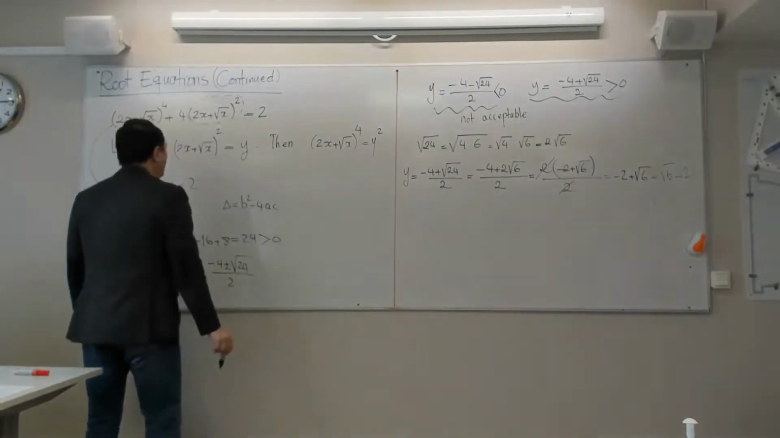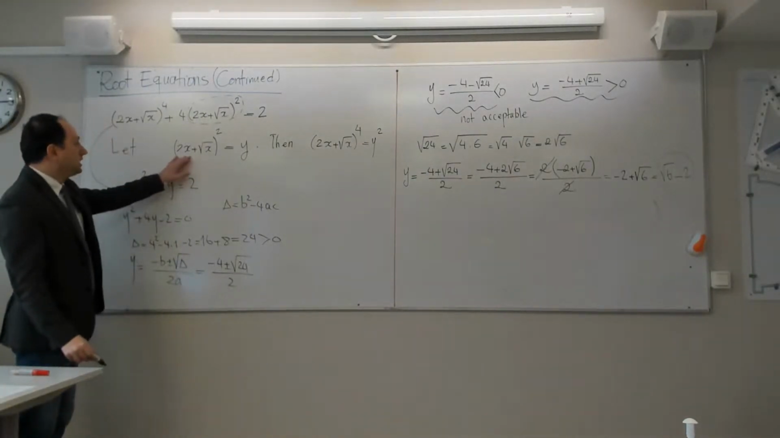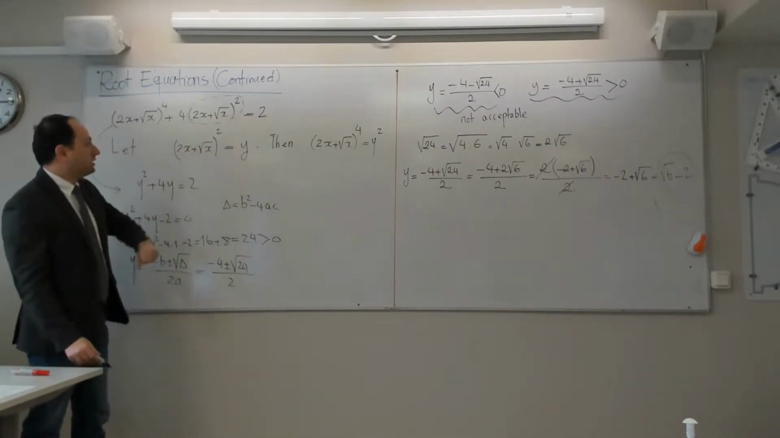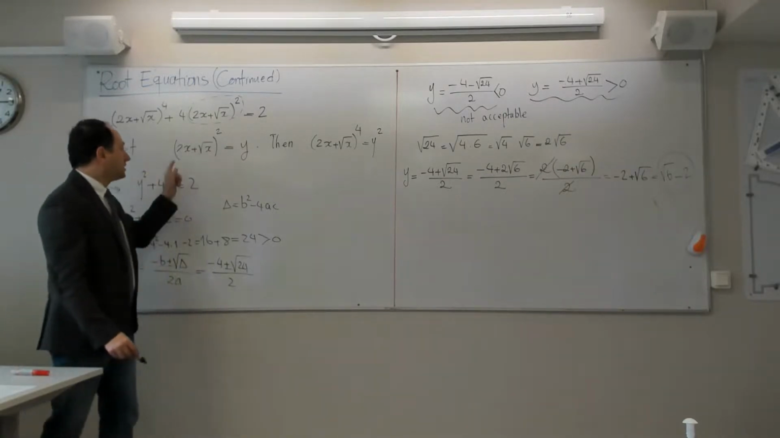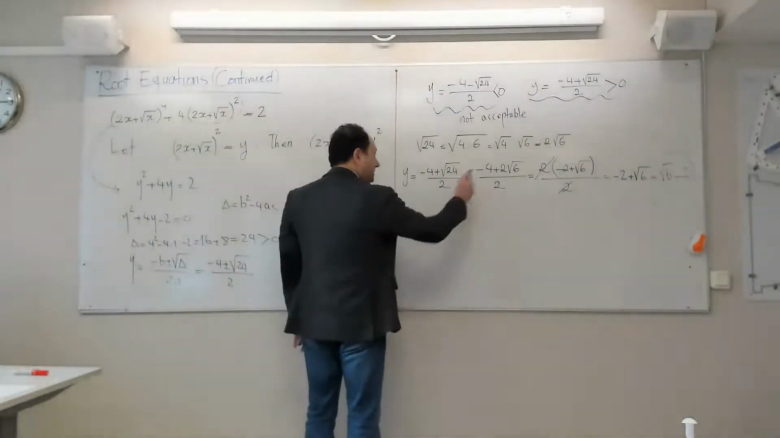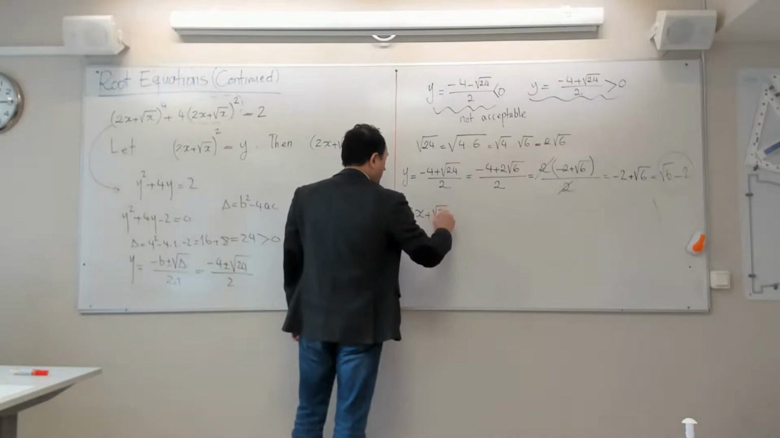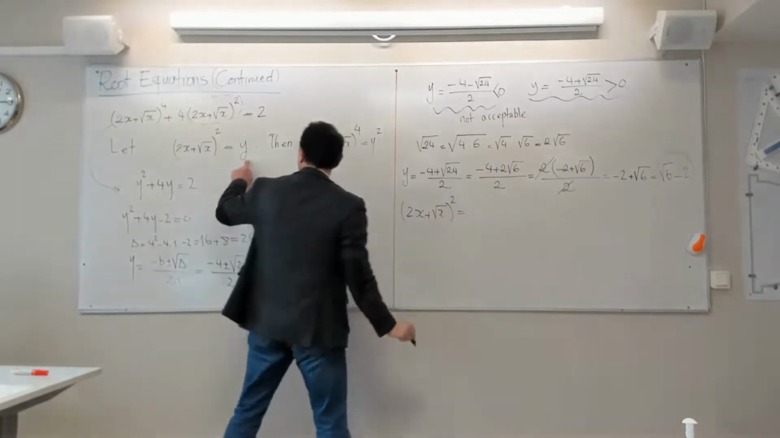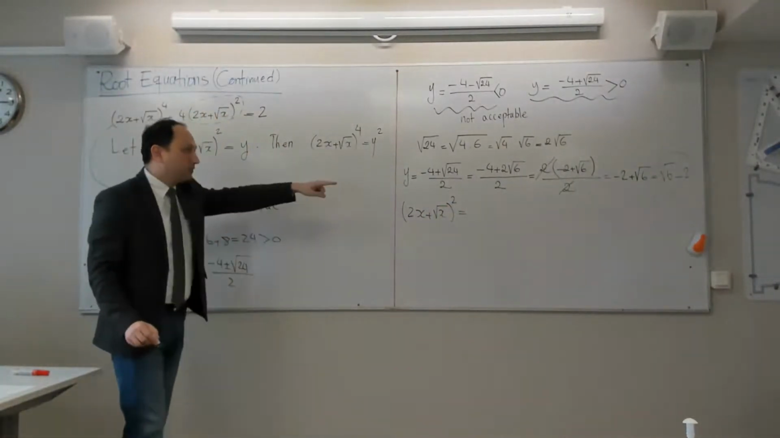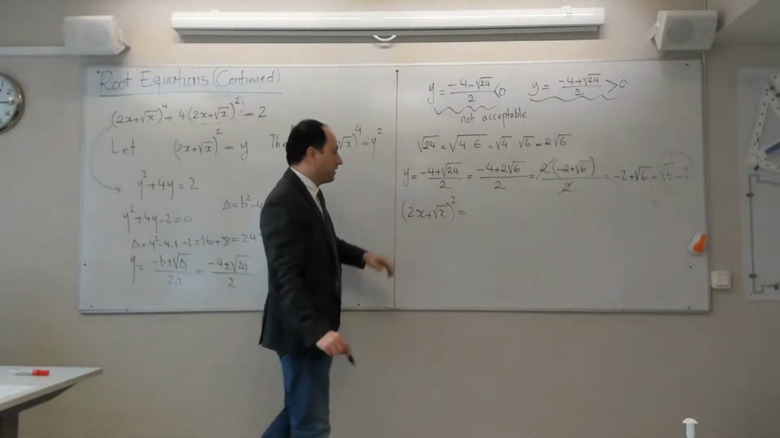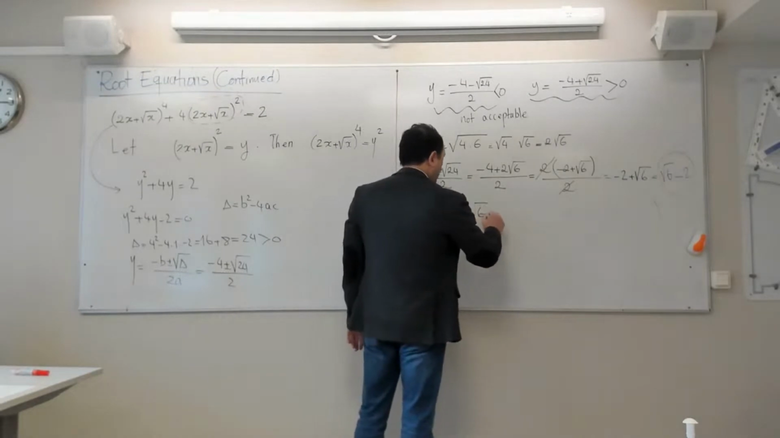But the problem actually starts from here. This is my y. I have to plug this back and solve the equation. So y is that number, but this is 2x plus the square root of x to the power of 2 is equal to y. Because my goal was not to find y, my goal is still to find x. That's an intermediate variable that I brought in.